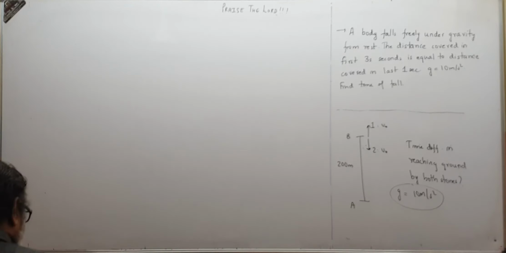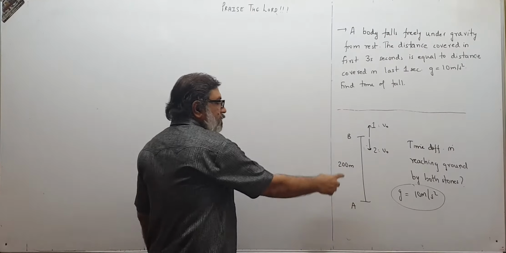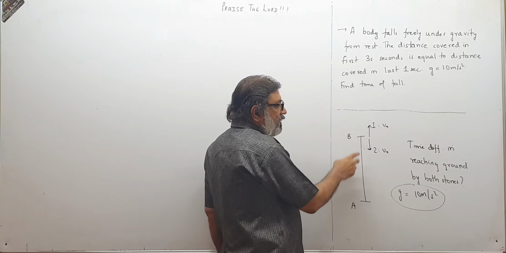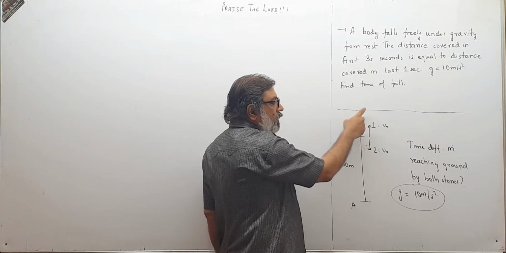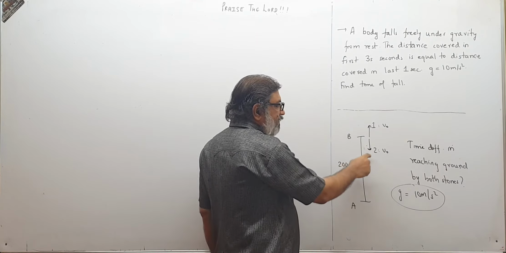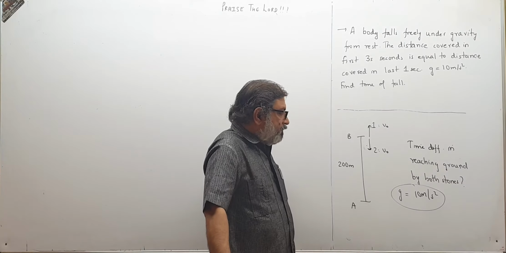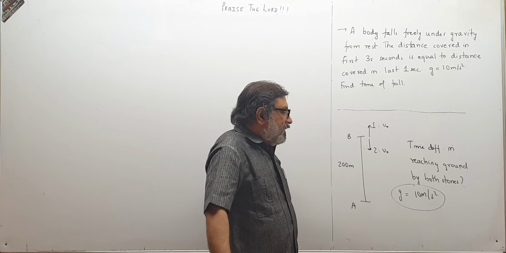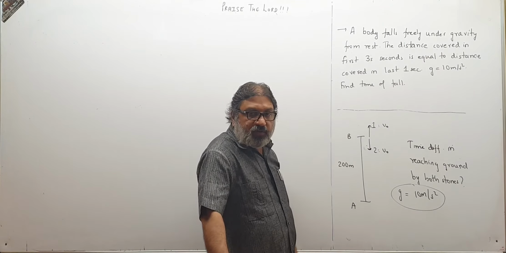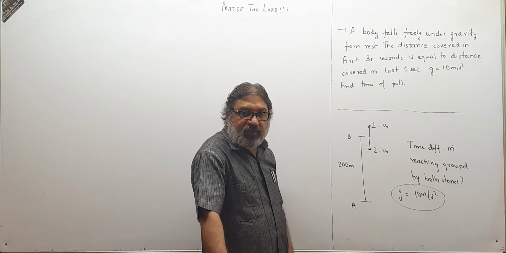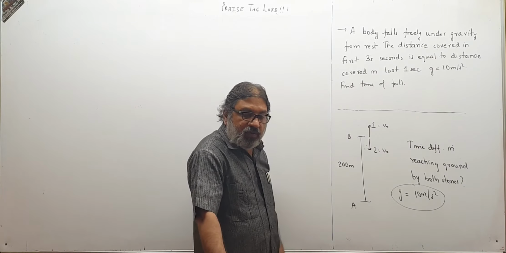Now see, children, from a tower of height 200 meter, there are two stones. One is thrown upward with the speed V0, and the second is thrown downward with the speed V0. What will be the time difference in reaching the ground by both the stones?